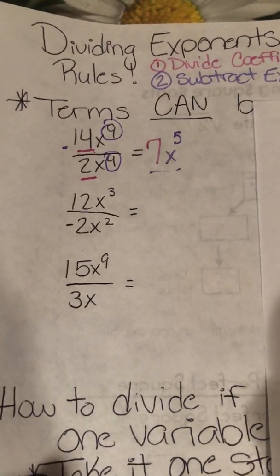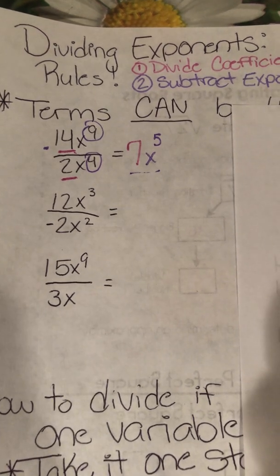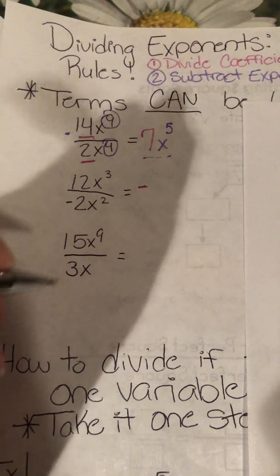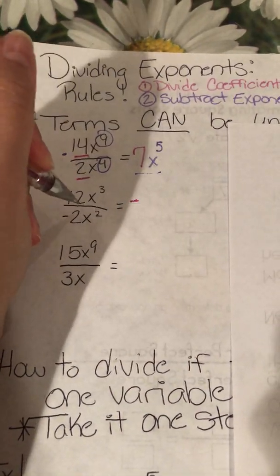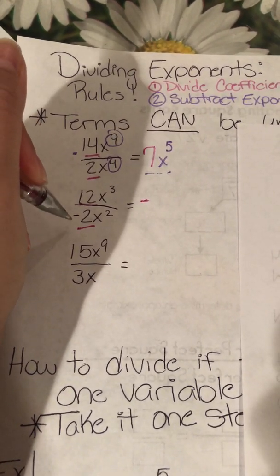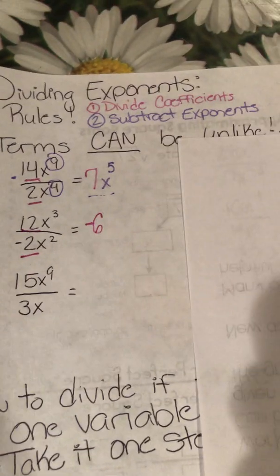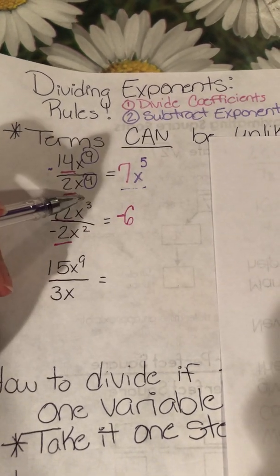Let's do the second one. 12x to the 3rd divided by negative 2x squared. So because there's a negative, my answer is going to be negative. First step is to divide the coefficients. 12 is my first, negative 2 is my second. 12 divided by negative 2 is negative 6. Then my second step is to subtract the exponents. 3 and 2.